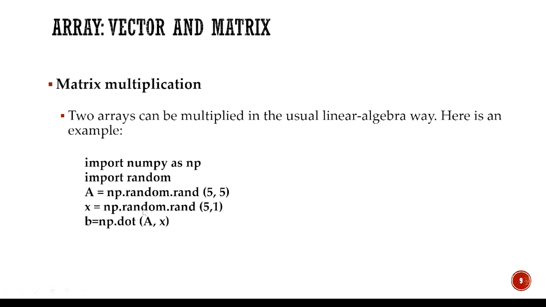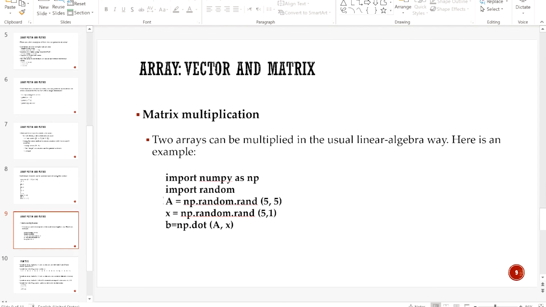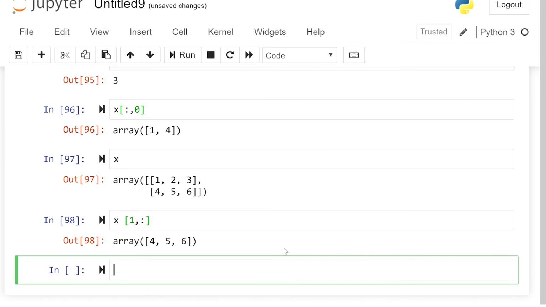Then we generate another random numbers, but this time the size is 5 by 1. And if we apply the dot function, then it multiplies these two matrices. So let's implement this here.